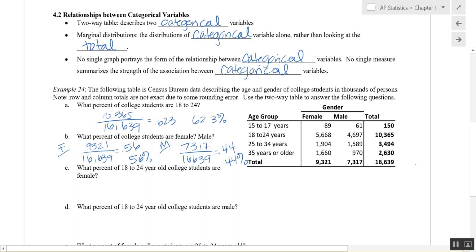What percent of 18 to 24-year-old college students are female? For this, we're looking at what percent of the 18 to 24-year-old college students are female. So our total is going to be the 18 to 24-year-olds. Of these students, just looking at those students, what percent are female? Of those, 5,668 are female out of the total 10,365 who are 18 to 24.